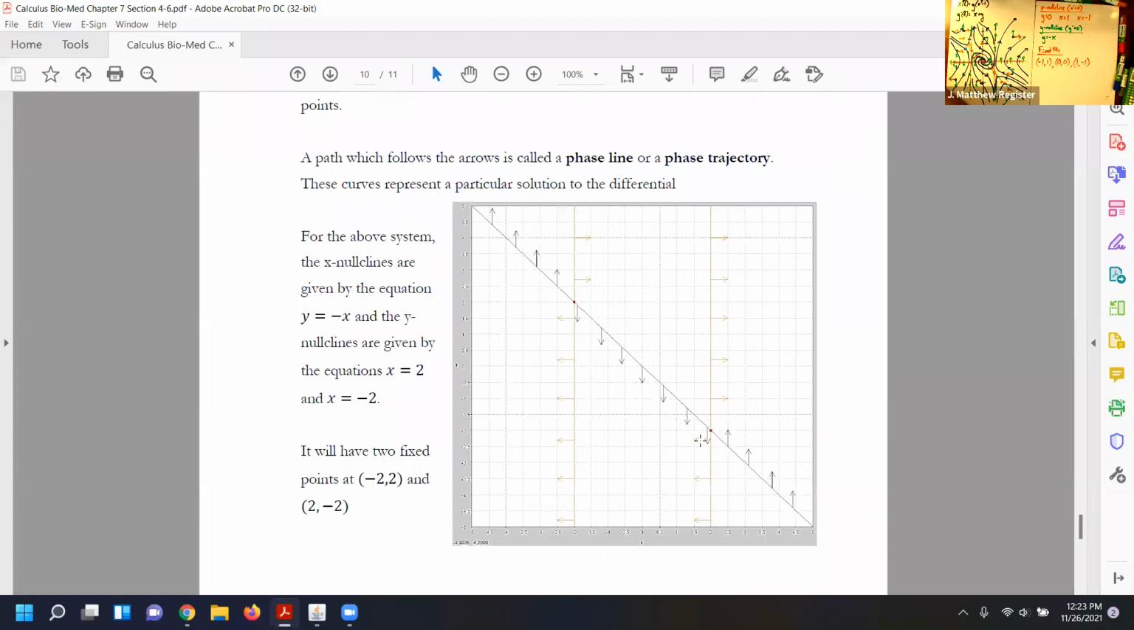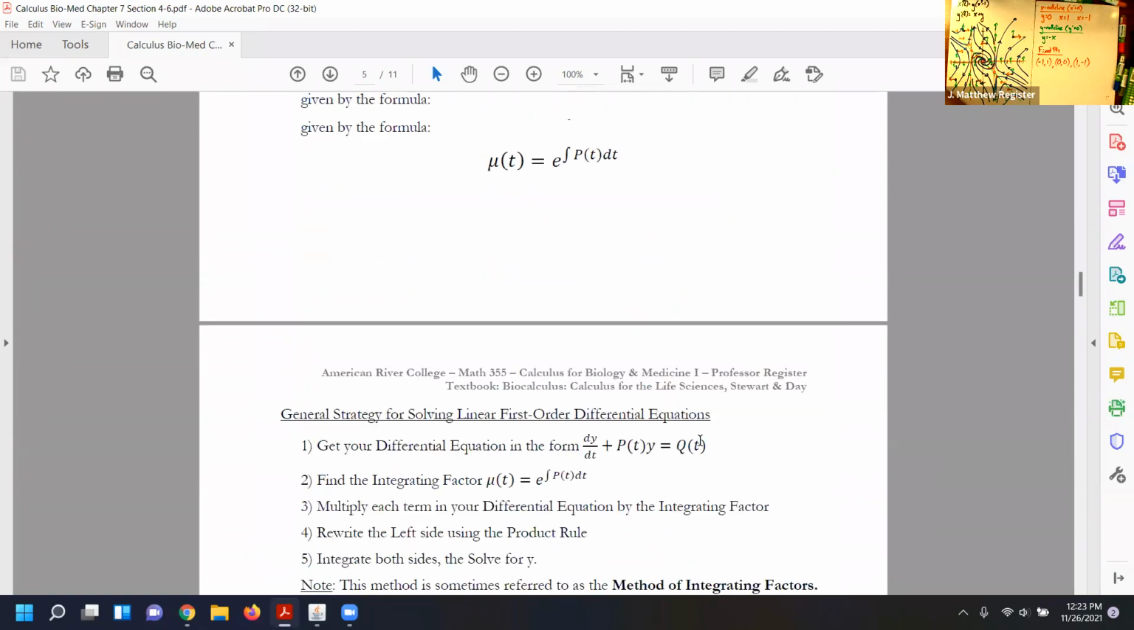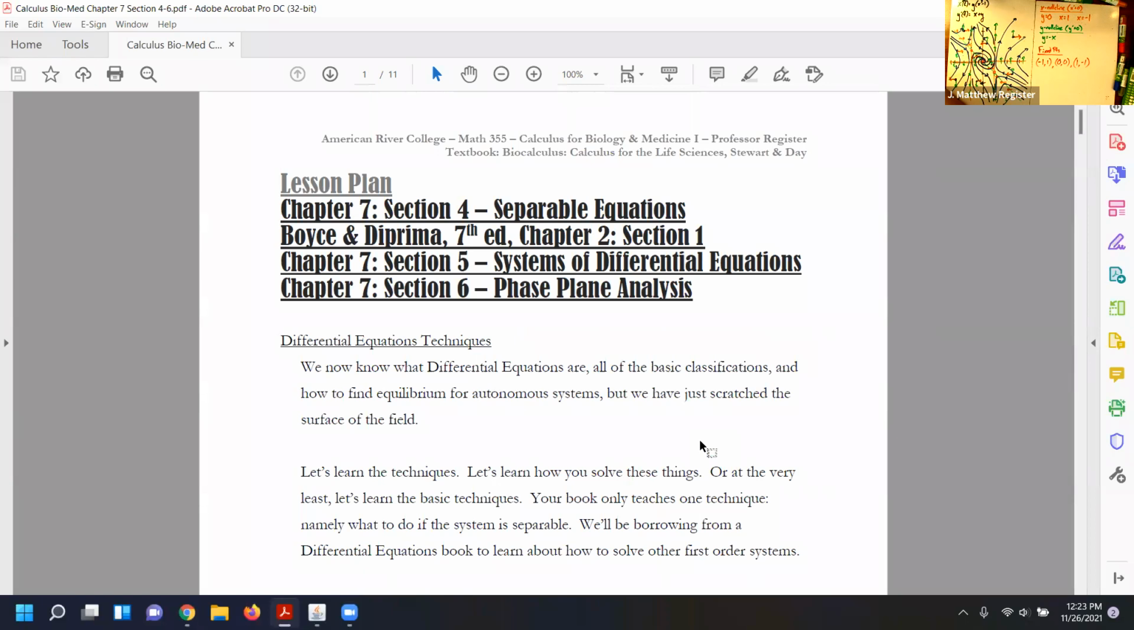For now, though, we will leave you with this idea of systems of differential equations. We'll have an abundance of work to get done before the end of the semester. And so I wish you all luck.